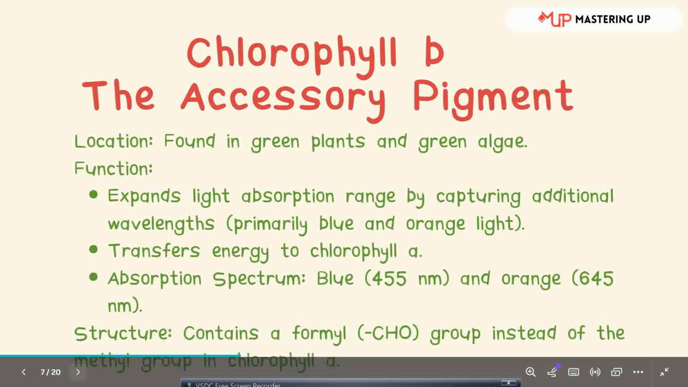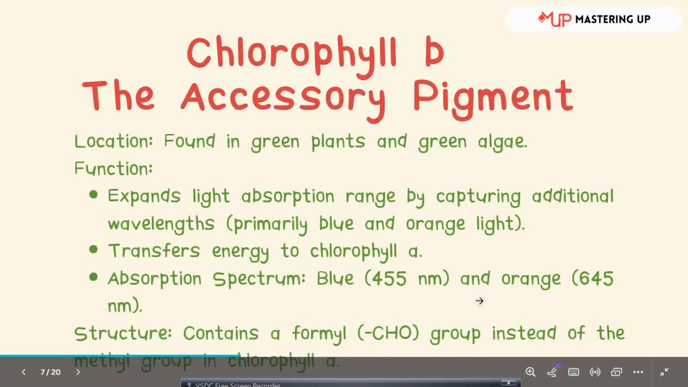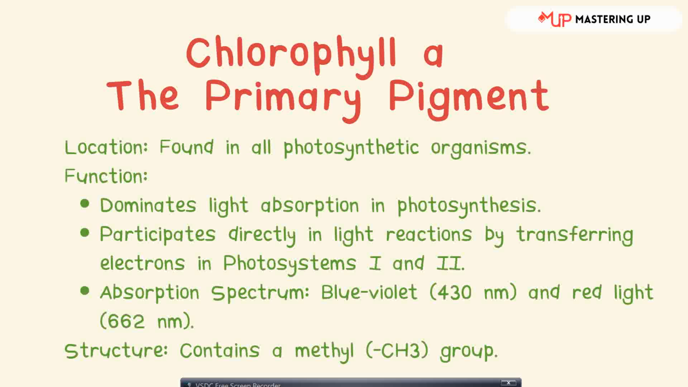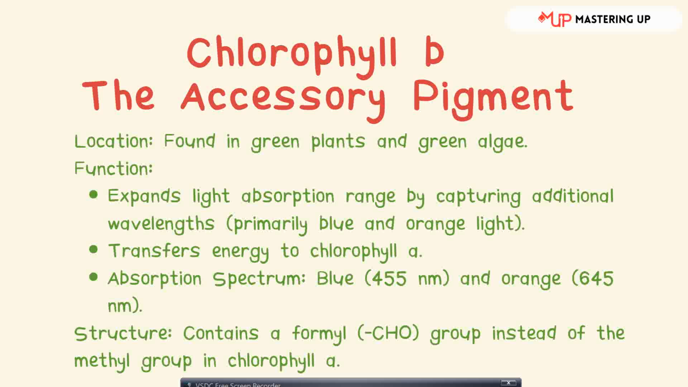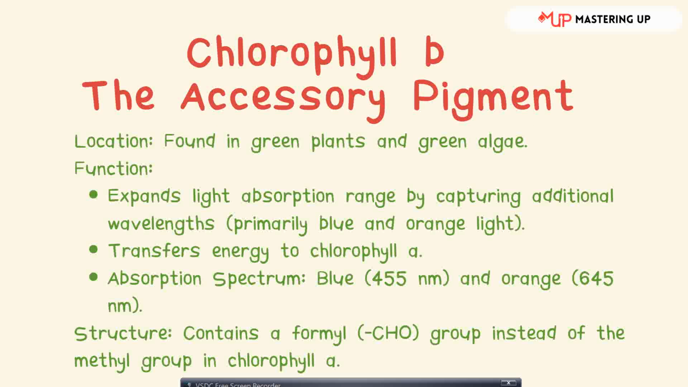In chlorophyll A, what we studied, the absorption spectrum is blue-violet and red light, and in chlorophyll B, in those green plants and green algae, along with the blue-violet and red light, there will be absorption of blue and orange also.